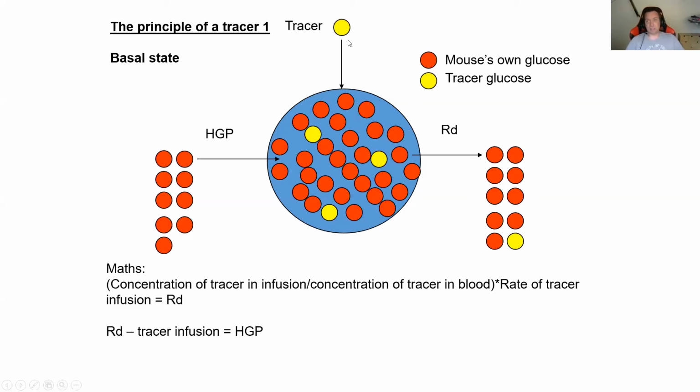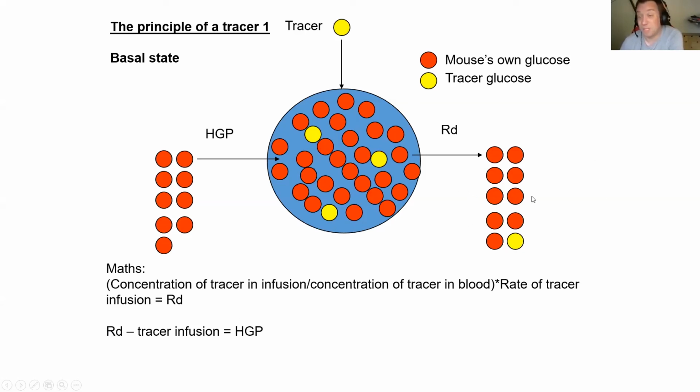So if our tracer gets diluted 10 times, say the concentration of our infusate is 100 nanomoles, and in the blood it's 10 nanomoles, that means the amount of HGP is going to be 10 times what we're seeing in the infusate, because it's been diluted tenfold. 10 times more is coming from the liver than is going in through the tail vein. So we take this dilution coefficient and multiply it by the rate of tracer infusion, and we get the RD. So RD minus tracer infusion gives us our HGP.